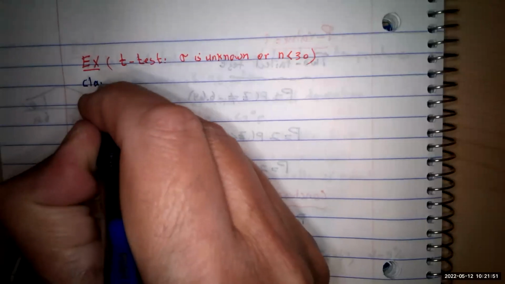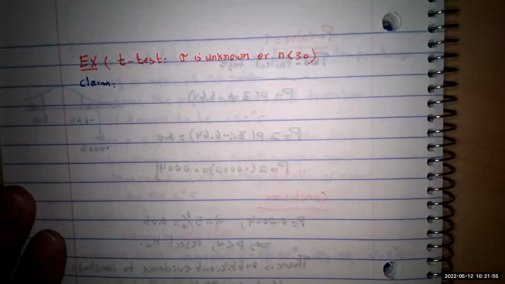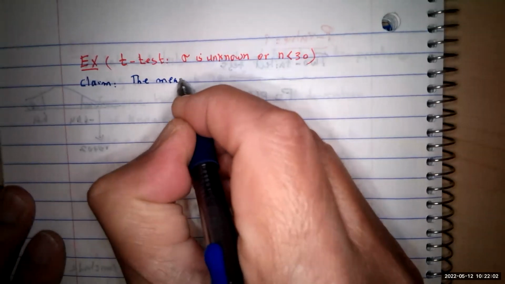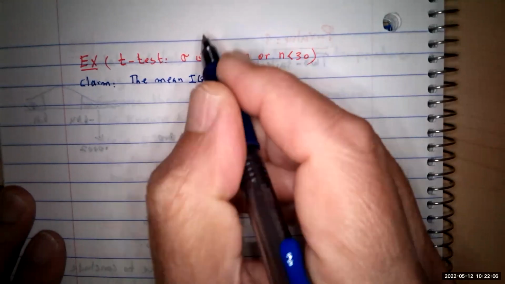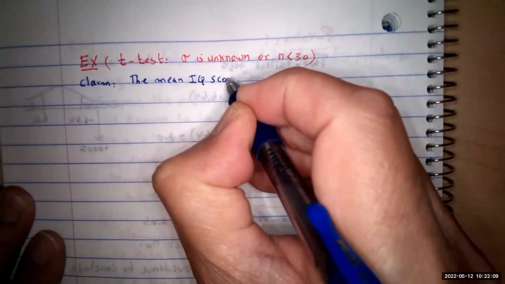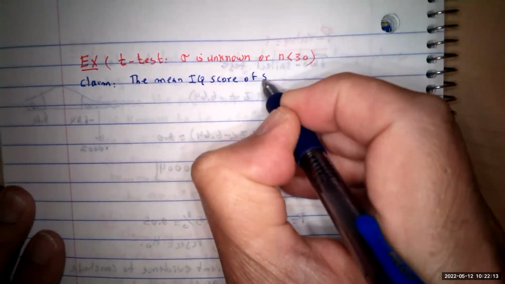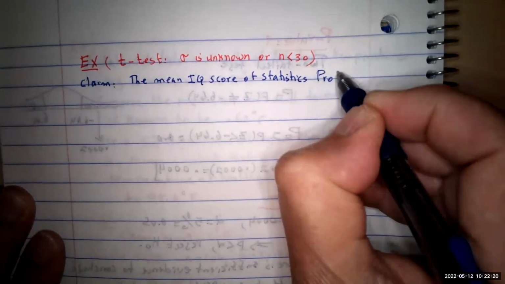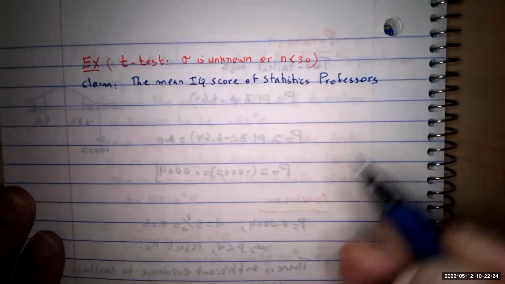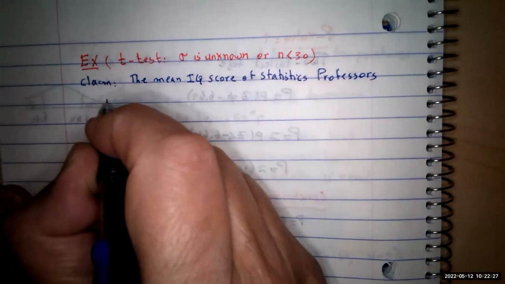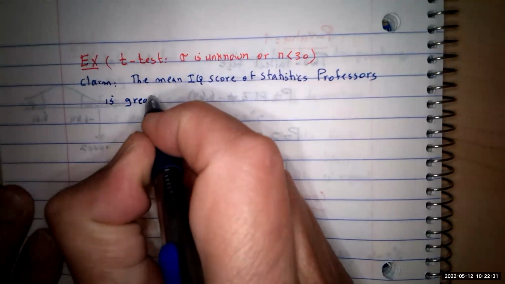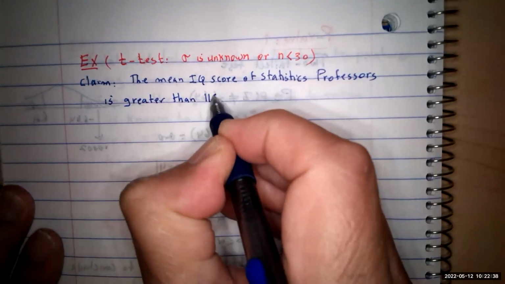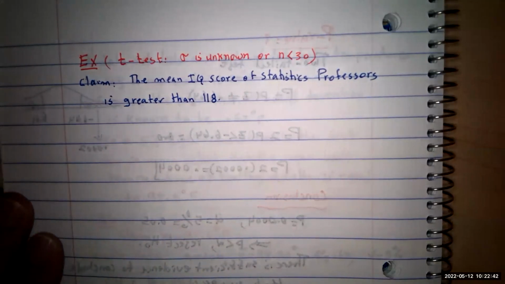Okay, so a claim is given. And the claim is that the mean IQ score of statistics professors, for example, is going to be greater than 118. So that would be the claim that we have to test.